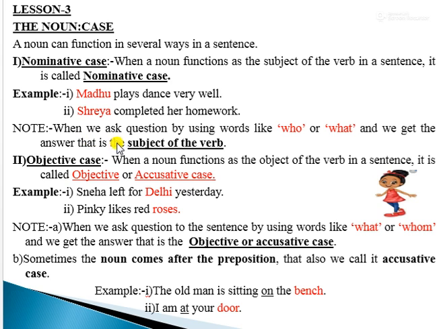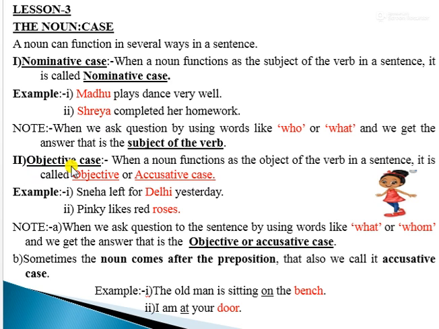Keynote: when we ask a question by using words like who or what and we get the answer, that is the subject of the verb. Here, what is the subject of the verb? Madhu, and in the second sentence, Shreya.